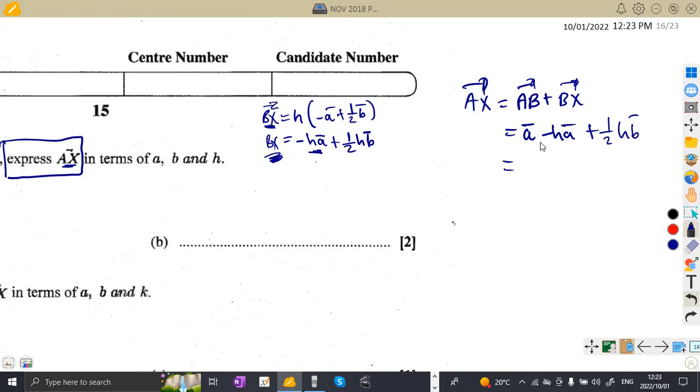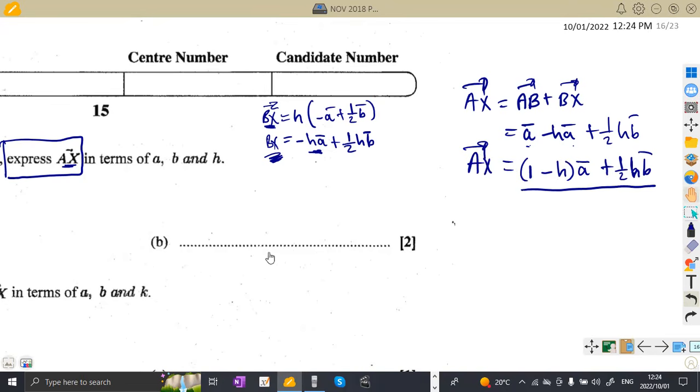All right, so from this part, as we can see, A is common here, so you can factor out vector A. If I factor out vector A, I'm going to be left with 1 minus H, because it's going to factor out the vector which is common, plus half HB. So this part is going to remain as it is. So that's your vector AX. Okay, so I think this part is clear.